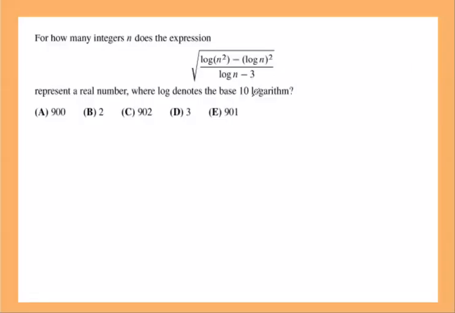Hi guys, so we have a logarithm problem. This was number 7. We have a square root of some expression, and what we want is for this result to be a real number. Based on that, what would be the number of integers that satisfy this square root of the expression we are given?